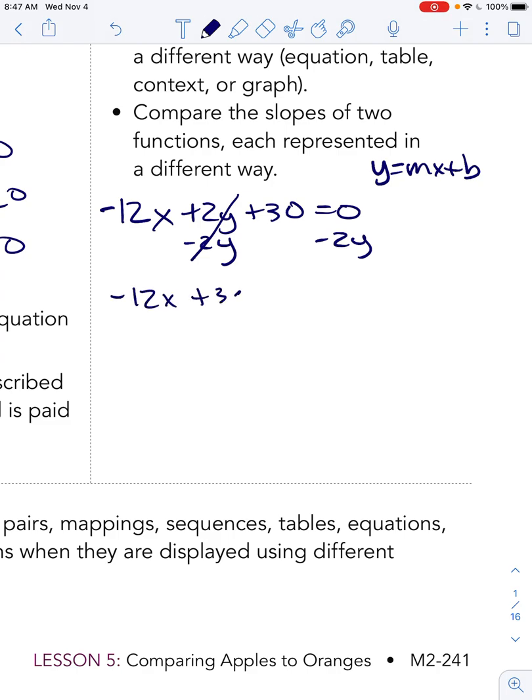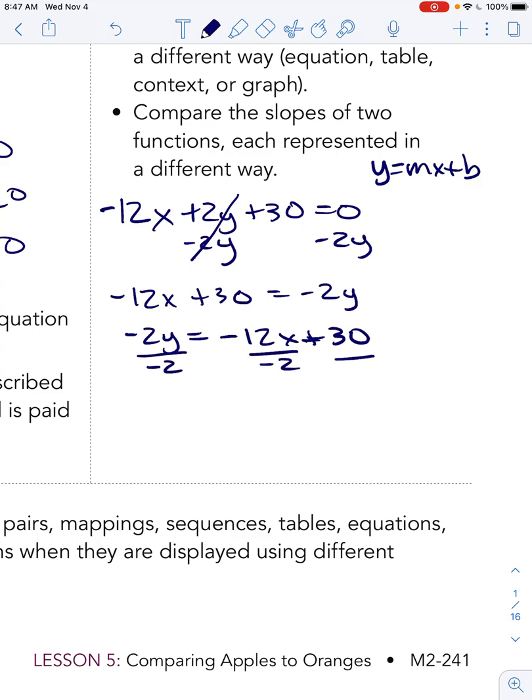Now some of you have a really hard time looking at it this way. You like the y on the left-hand side. Well, it has an equal sign, so that means I can actually write it this way. Okay, all I did was switch them around. That's perfectly fine. So I still have to get y by itself, so I need to divide everything by negative 2. When I do that, I get 6x minus 15. So my slope on this one is 6.